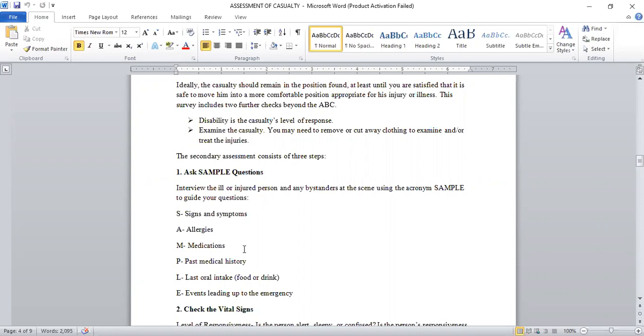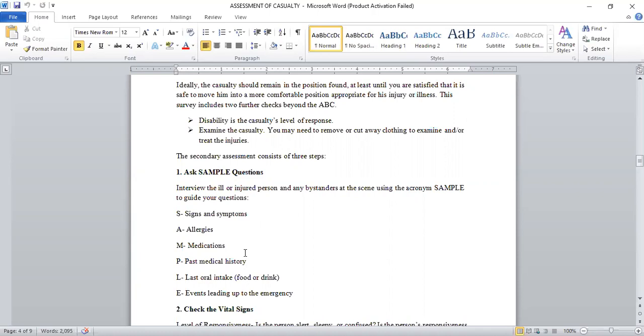Then medications. The casualty may be on certain medications which need to be noted or which need to be taken during that time. For example, if you come across someone who is asthmatic and is having an asthma attack, as a first aider you can give first aid at that juncture. In this case, this person may have an inhaler in their bag. In most cases, you find that they always carry inhalers.